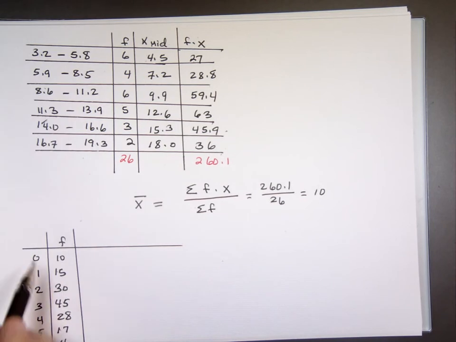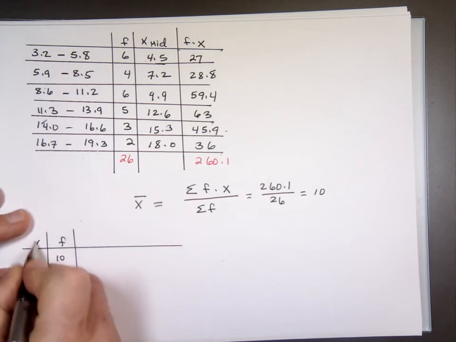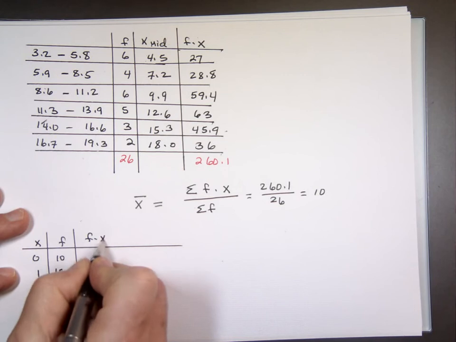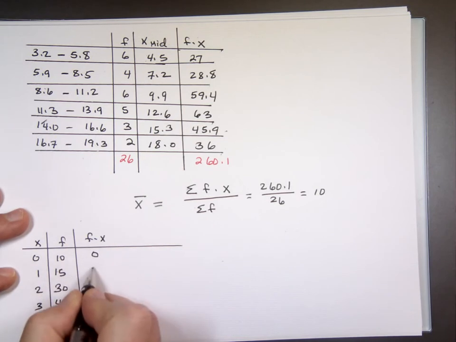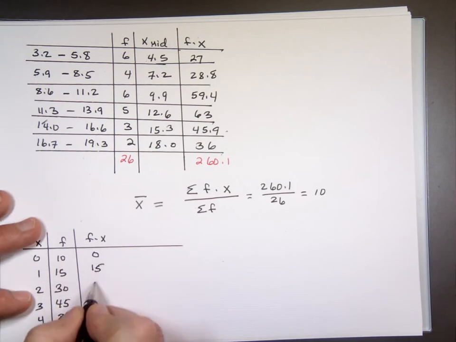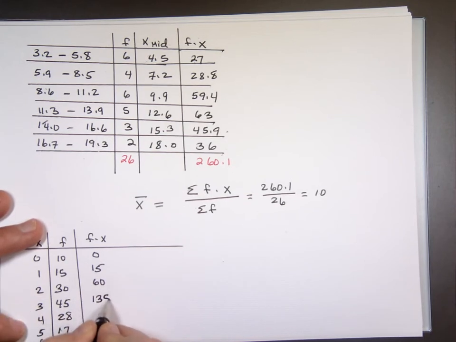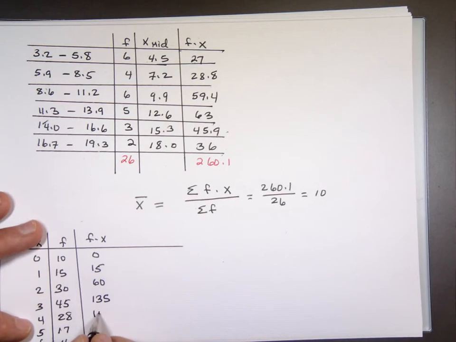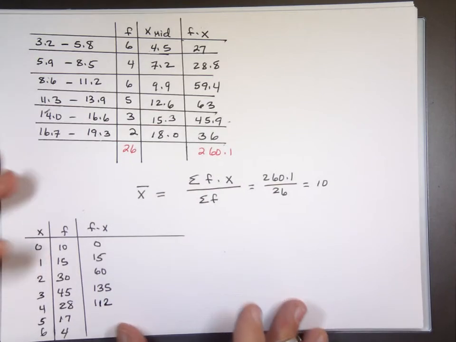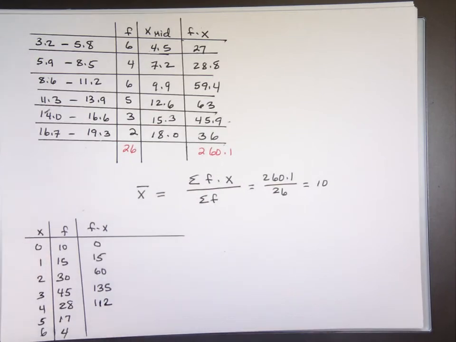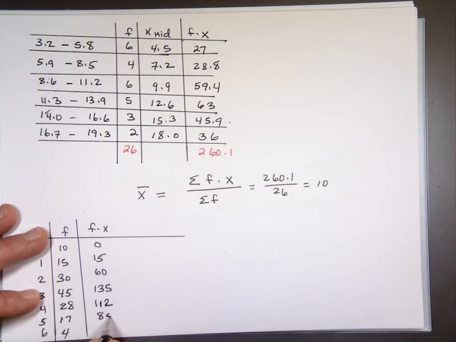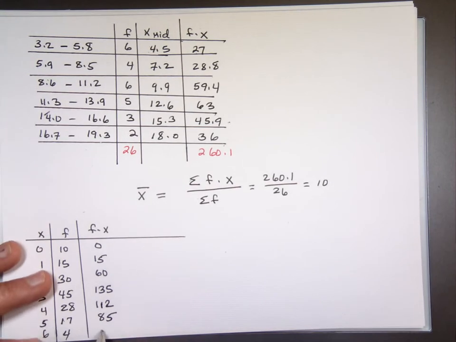You go 0 times 10. This is x here, which is 0. 1 times 15, 15. 2 times 30, 60. 3 times 45, 135. 4 times 28, 56 times 2, 112. 5 times 17, 85. 6 times 4, 24.